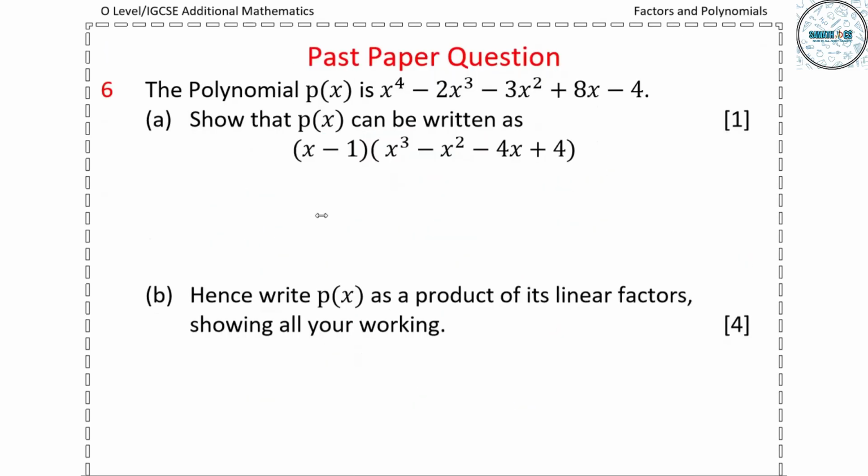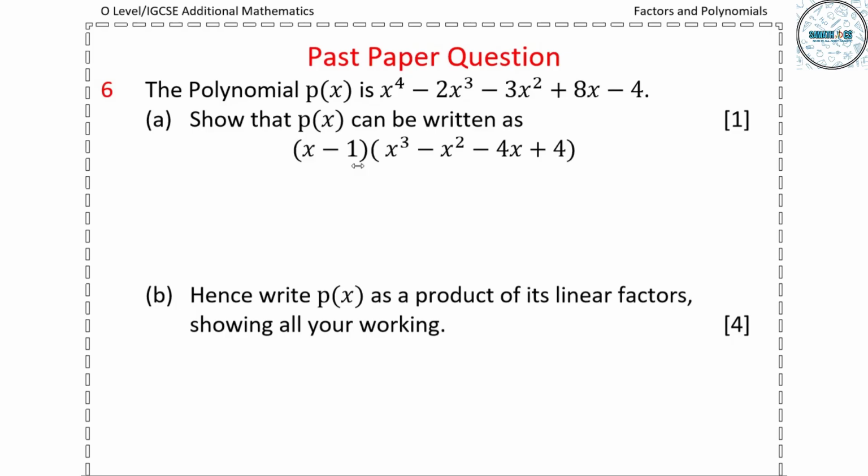Let's do a past paper question. The polynomial p of x is x power 4 minus 2x cubed minus 3x squared plus 8x minus 4. Show that p of x can be written as x minus 1 into x cubed minus x squared minus 4x plus 4. To show this, we will simply expand this. If we get the same expression, it means that this p of x can be written in this form.